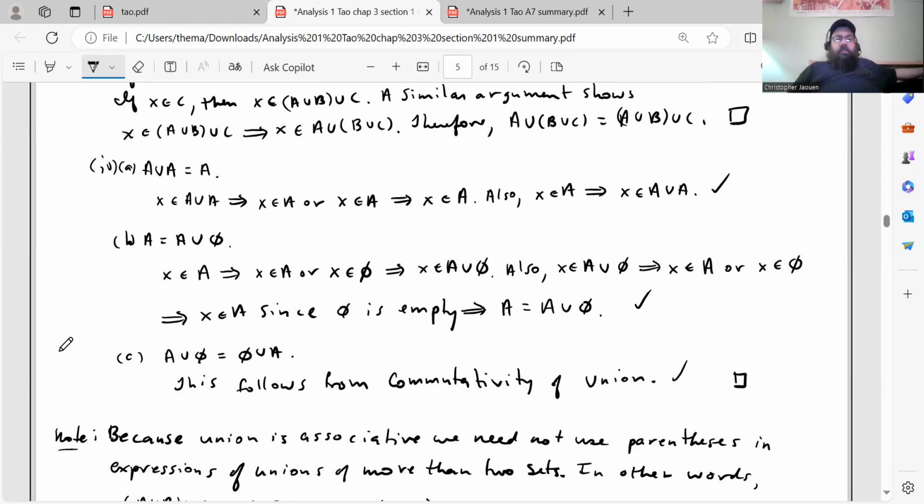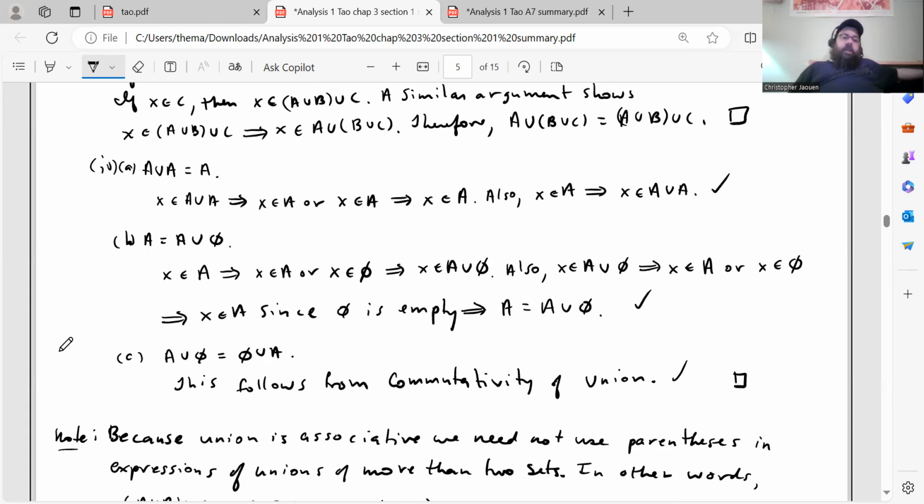A equals A union the empty set. So let's prove that. X is an element of A implies X is an element of A, or X is an element of the empty set. Remember, the empty set has no elements, so that is sort of trivial. This implies X is an element of A union the empty set. Also, X an element of A union the empty set implies X is an element of A, or X is an element of the empty set. Since the empty set has no elements, X has to be an element of A. And that implies that A equals A union the empty set.